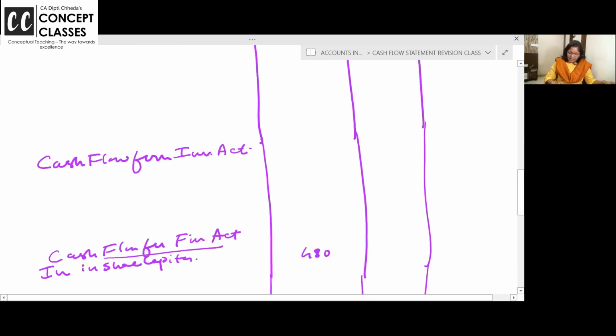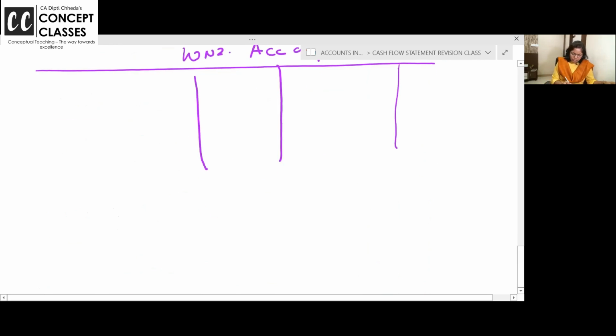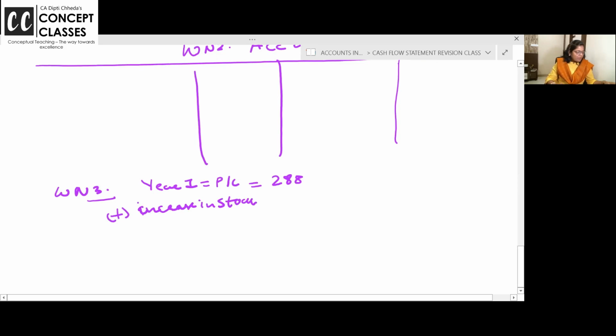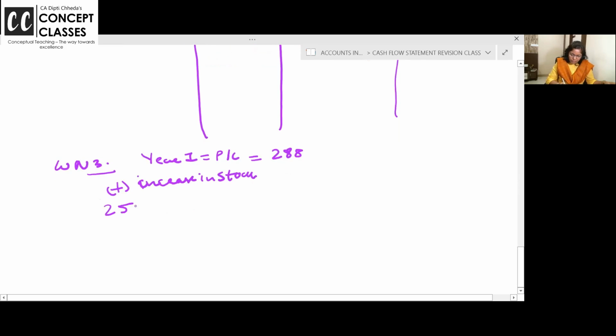Next, P&L account. In P&L account, there is adjustment. So all of you come to working note 3. Year 1, P&L account is given to you is 288. But you have increased the stock, no? Yes. You have to increase the stock by 10%, plus increase in stock. Stock की value बढ़ा दो. 259,200 into 10%. Are you all with me? Fourth adjustment. Increase the value of the stock.